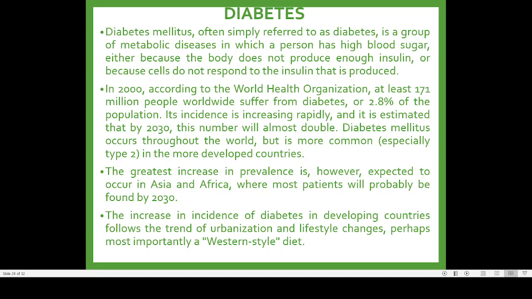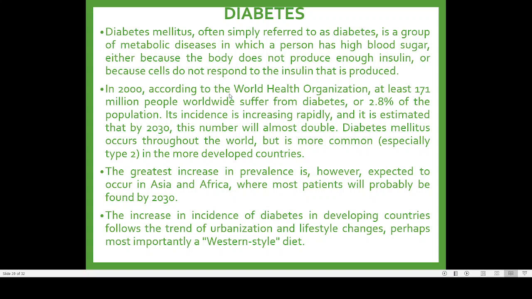As a result, all the glucose produced during digestion will remain in the blood itself. So the blood will have too much glucose. At the same time, our body cells are not getting this glucose for their daily activities. So this is the problem of diabetes: the body does not produce enough insulin, and the cells do not respond to the insulin that is produced.